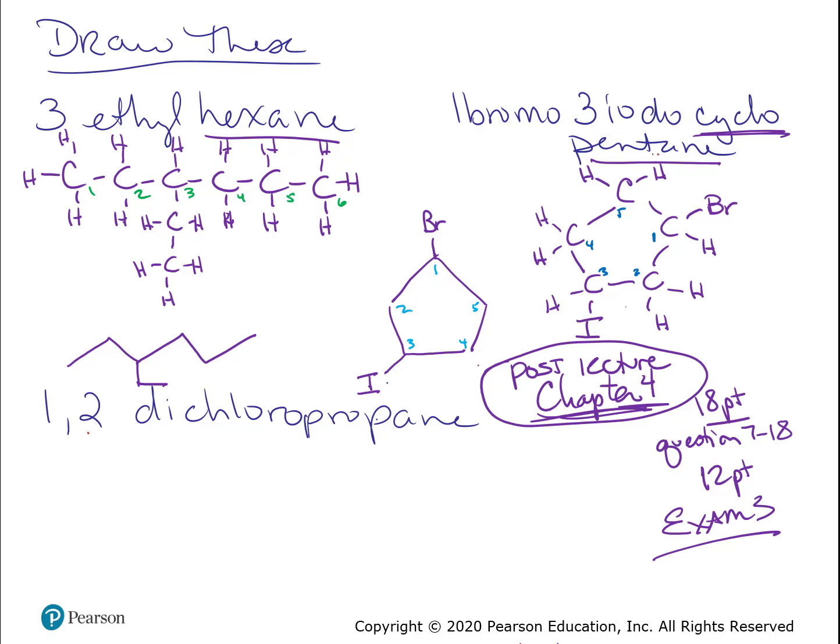But I told you that I was going to skip this one and that we'd just come back and make sure everybody could do it. So if you see 1,2-dichloropropane, what do you put down first? Propane. So what do you draw? What are you going to need to put down? 3 C's. So carbon, carbon, carbon.